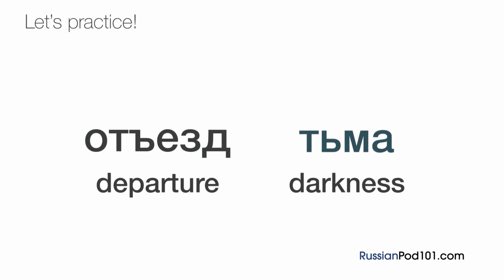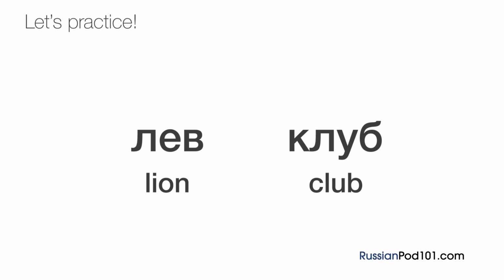Отъезд. Тьма. Did you use the proper hard and soft pronunciations for each consonant? Listen to it again. Отъезд. Тьма. The T in the first example uses a hard pronunciation due to the hard sign, while the second uses the soft pronunciation because of the soft sign. We covered hard and soft consonants and palatalization in lesson 7. What about these words?